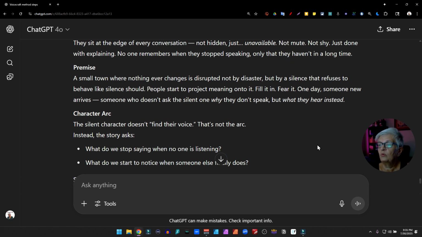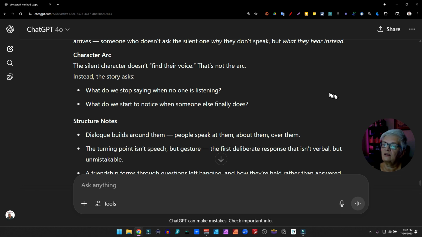Premise: a small town where nothing ever changes is disrupted not by disaster, but by a silence that refuses to behave like silence should. People start to project meaning into it, fill it in, fear it. One day someone new arrives, someone who doesn't ask the silent one why they don't speak, but what they hear instead. Character arc. The silent character doesn't find their voice. That's not the arc. Instead, the story asks, what do we stop saying when no one is listening? What do we start to notice when someone else finally does?